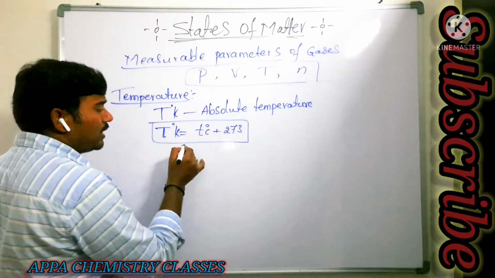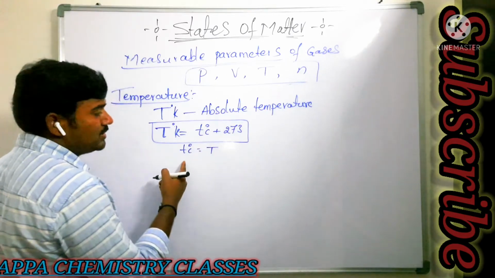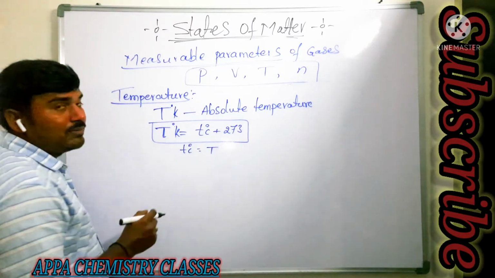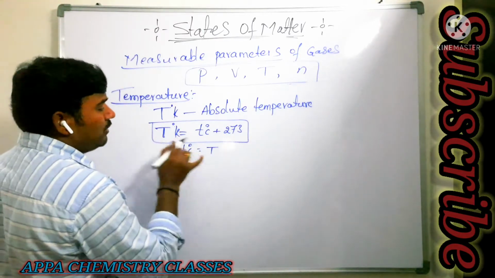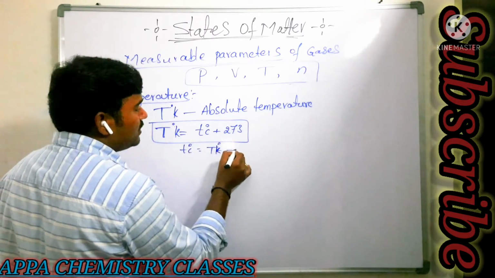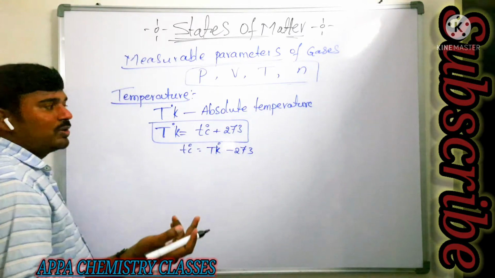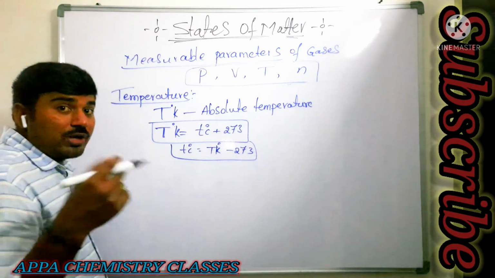Or else, if you want to get the degrees Celsius, it should be represented with a small t and degrees Kelvin should be represented with a capital T. In this case, t in degrees Celsius is equal to T in degrees Kelvin minus 273. If you remove the 273 term from degrees Kelvin, you will get degrees Celsius.